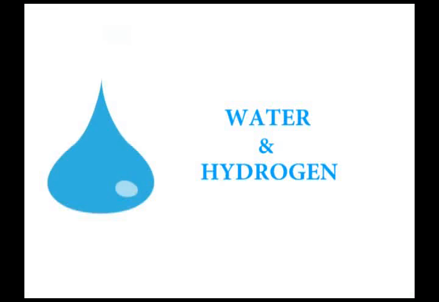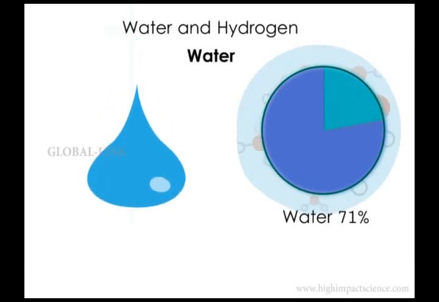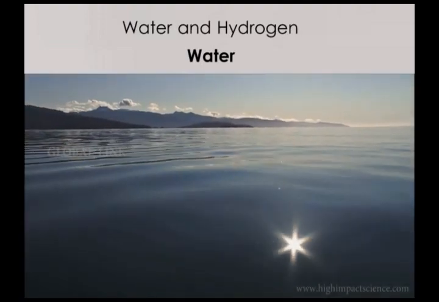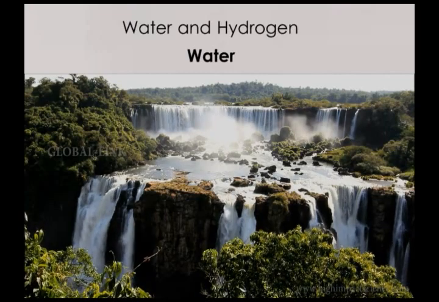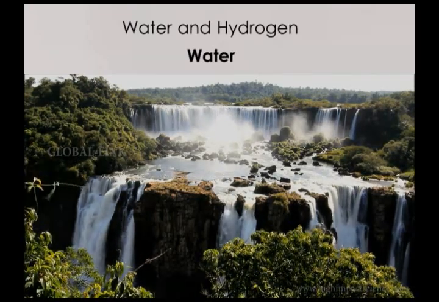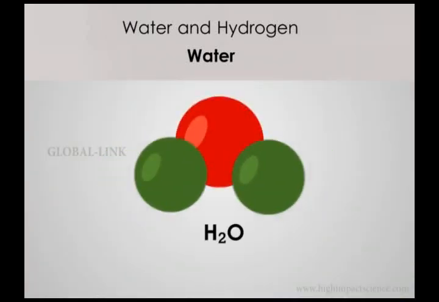Last chapter, water and hydrogen. Now, water is the most abundant substance on Earth. About 71% of the planet Earth is covered with water. It is found in water bodies such as seas, oceans, lakes, rivers, and underground sources. It is also a major component of the living cells of organisms. It is a compound of 2 hydrogen atoms and 1 oxygen atom.